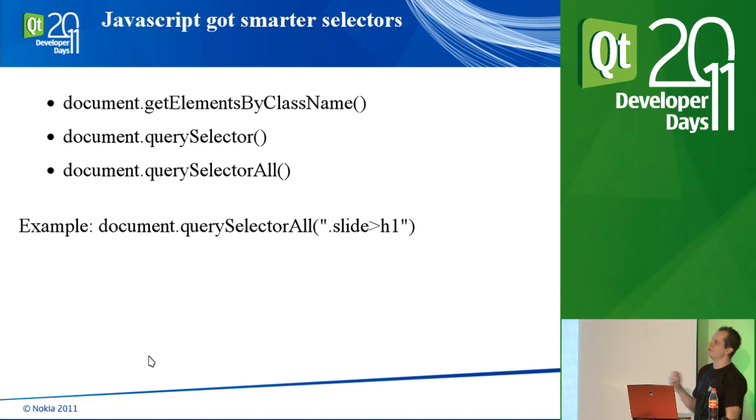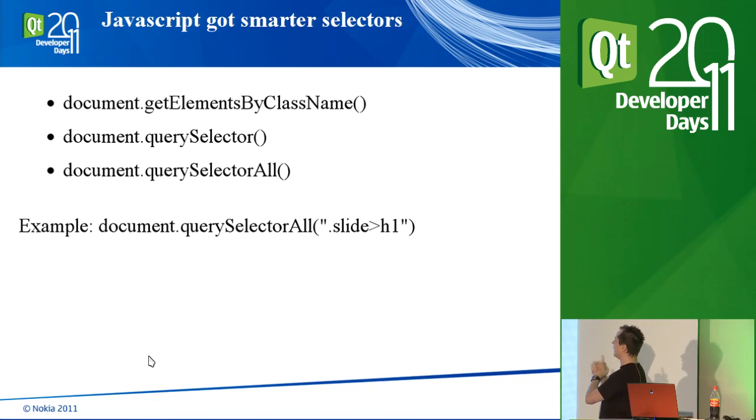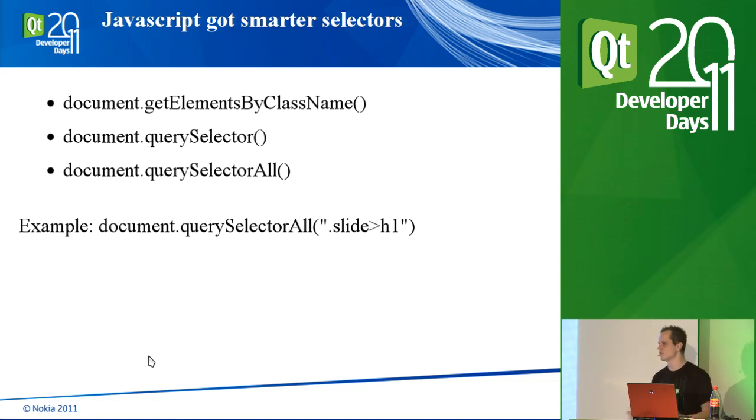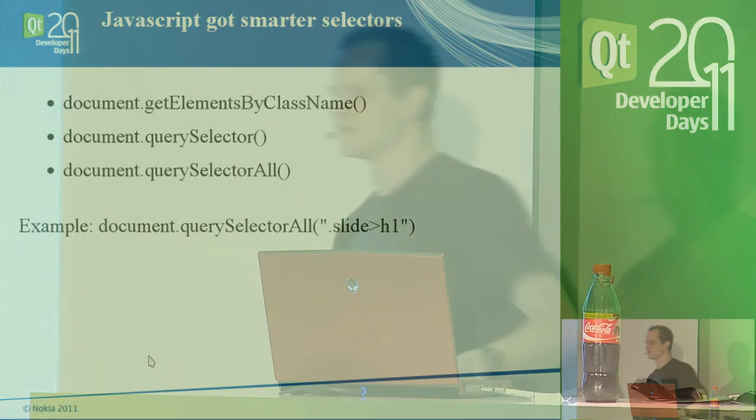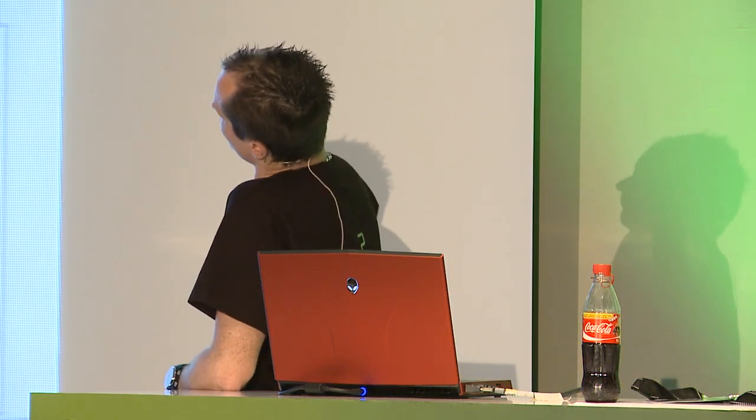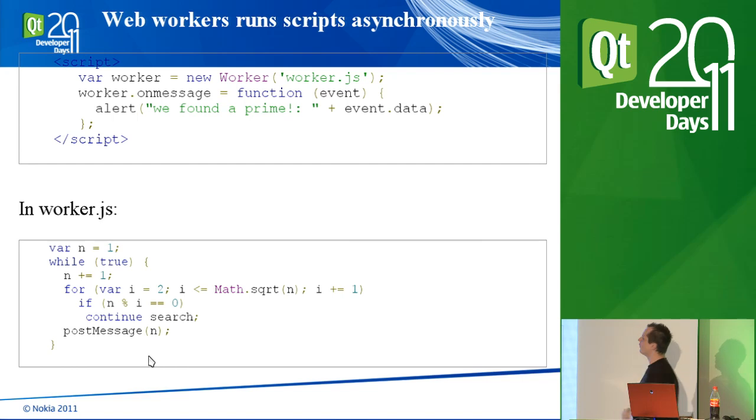You can querySelectorAll, and it makes life so much easier. For instance, the example is, I'd like all the h1 selectors with a CSS type slide. Then you get a list of them, and you can do stuff with it. In that particular use case, I use it for moving my slides around. So I get all of them, and then I can move them around.